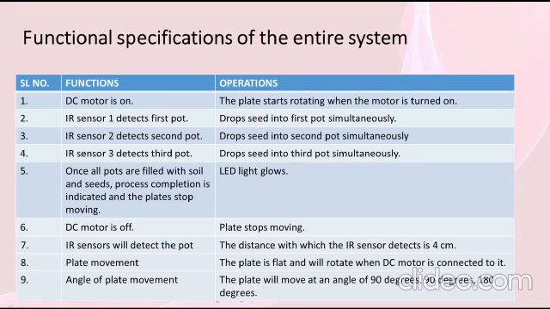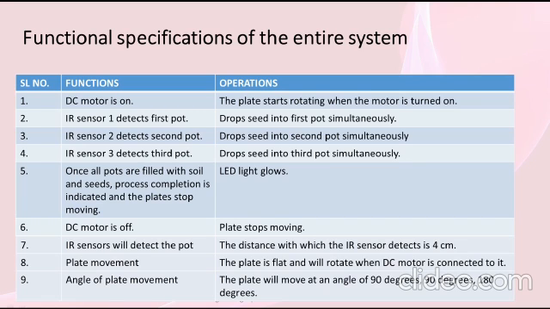Functional specifications of the entire system. Function number 1. When the DC motor is on, the plate starts rotating when the motor is turned on. Function 2. IR sensor 1 detects the first pot. Operation is to drop seed into the first pot simultaneously. Function 3. IR sensor 2 detects the second pot. Operation: drop seed into the second pot simultaneously. Function 4. IR sensor 3 detects the third pot. Operation is to drop seed into the third pot simultaneously.